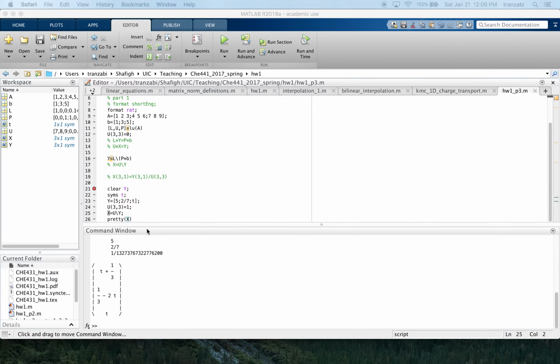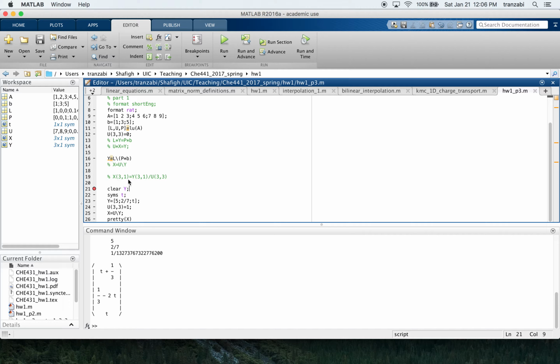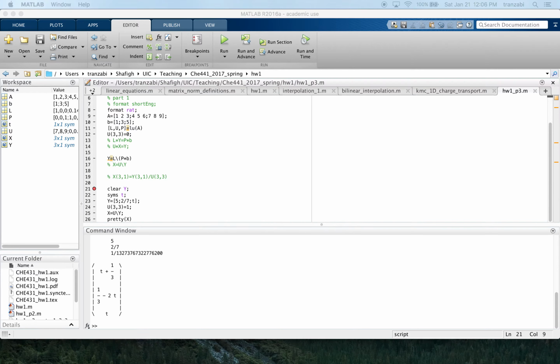What happens is you get x31 equal to y31 divided by u33, and both y31 and u33 are 0. So you get 0 by 0, and that is not defined. Okay, so because of that, you get the third element of x as not a number. Okay, so this is what happens.